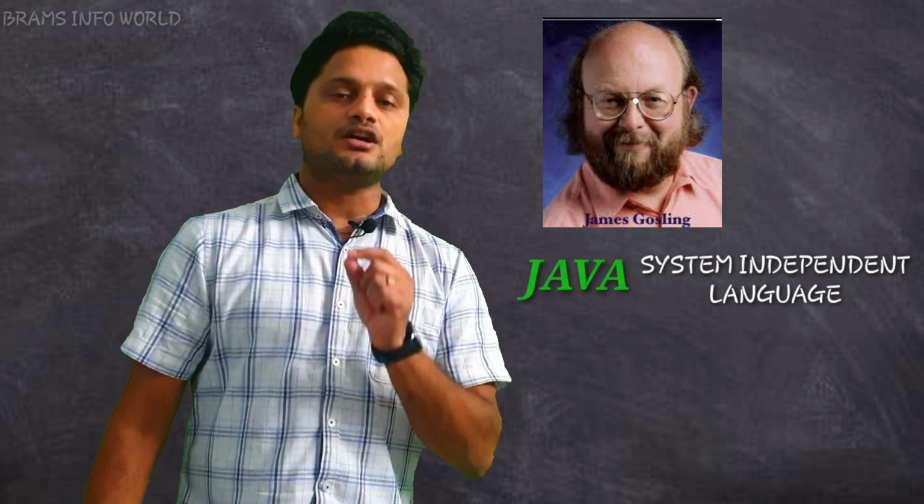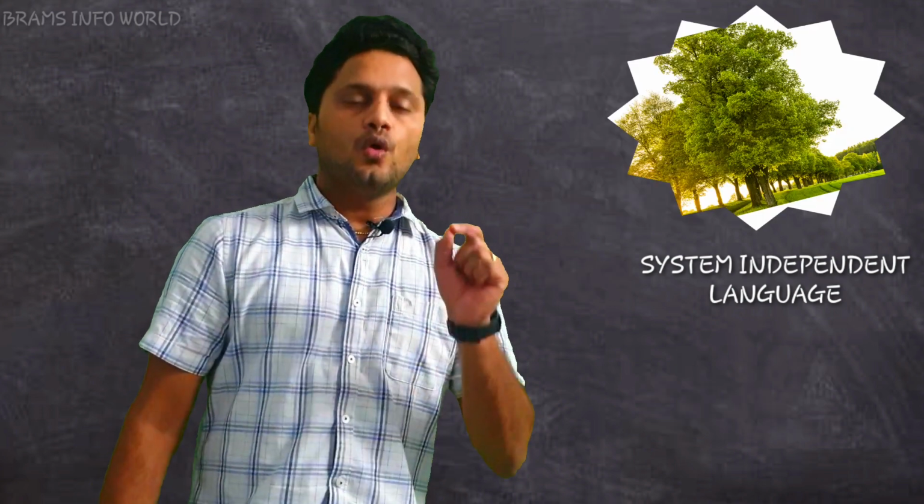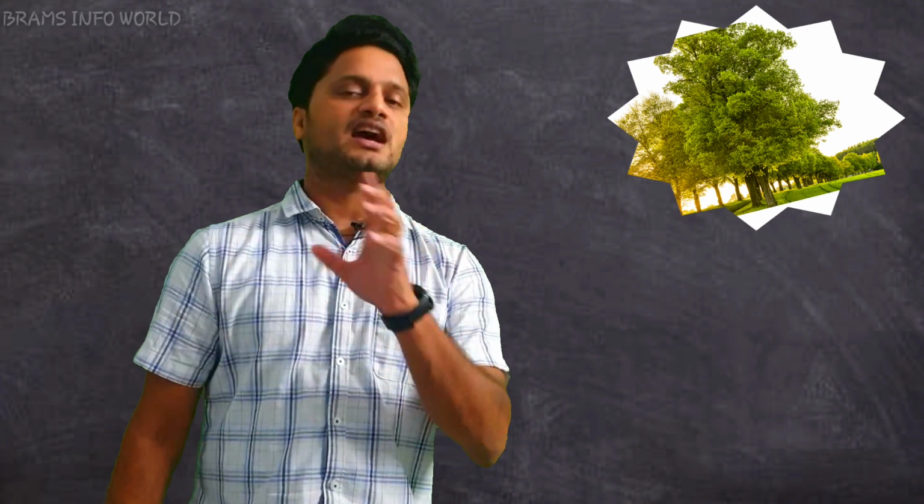Initially, the Java language was called Oak. Oak is the initial name of Java.